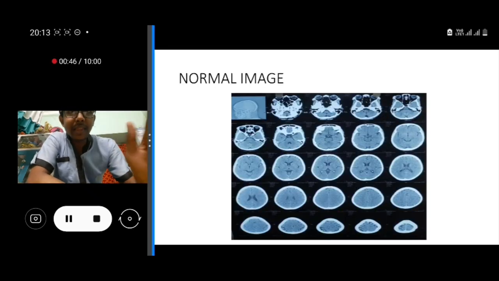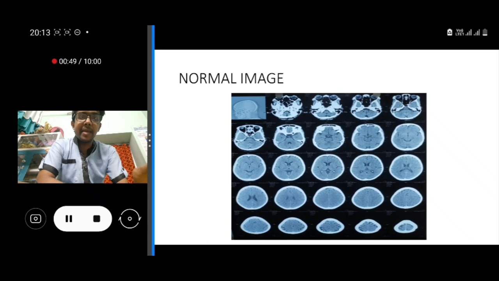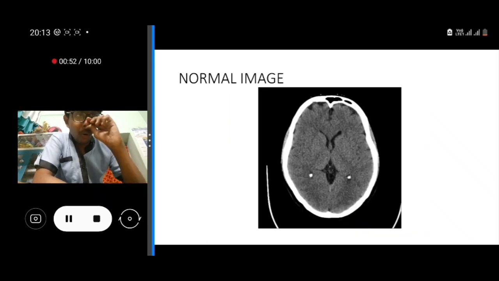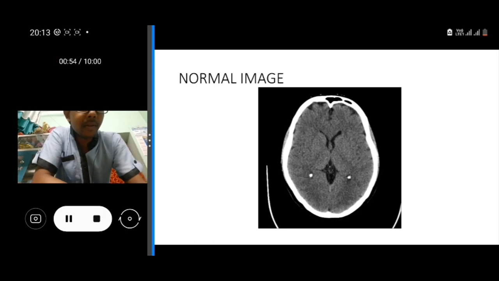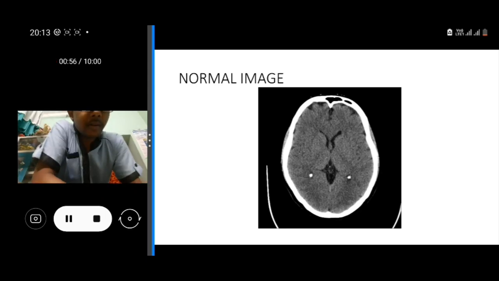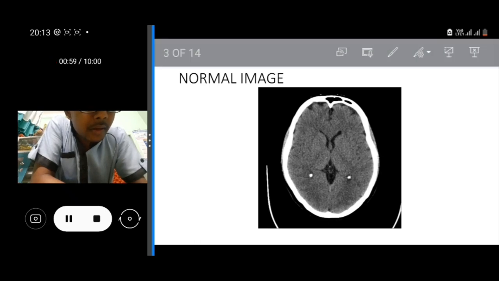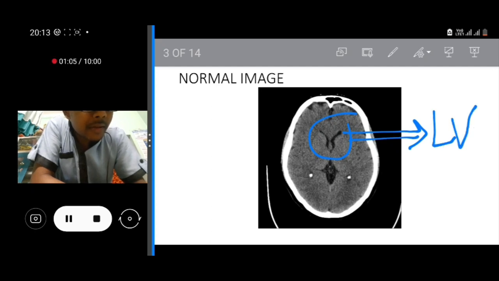This is a normal CT scan image. Okay, now it is a magnified view. What are the different parts of this? See, these are the lateral ventricles. Lateral ventricles.